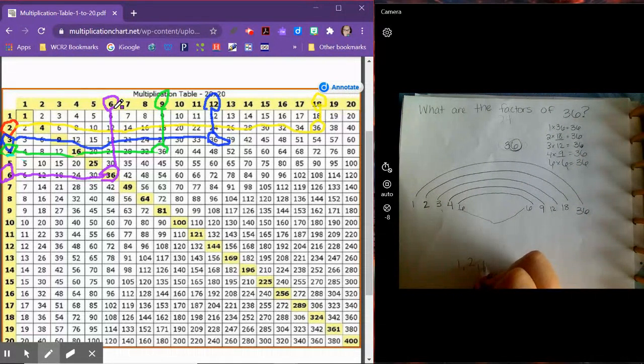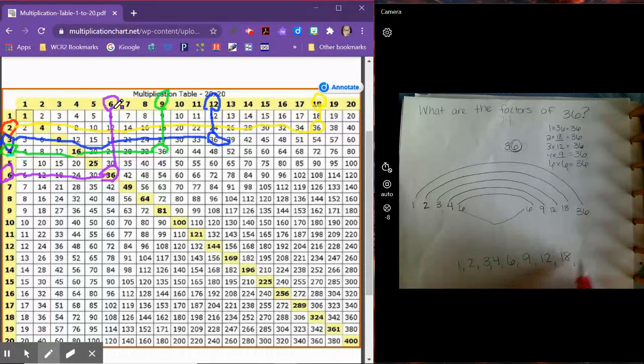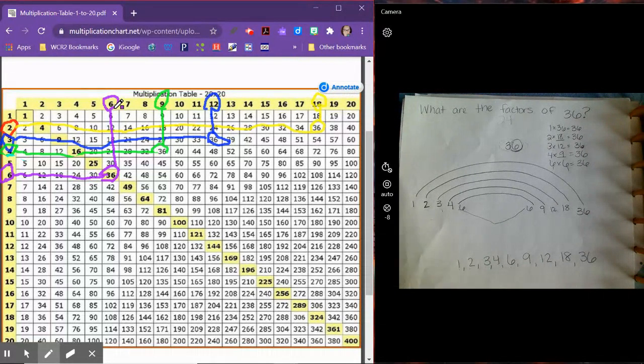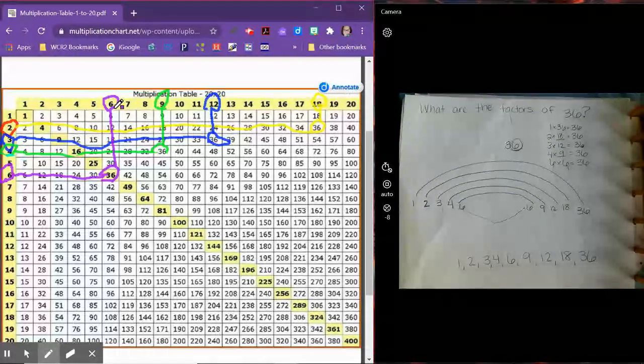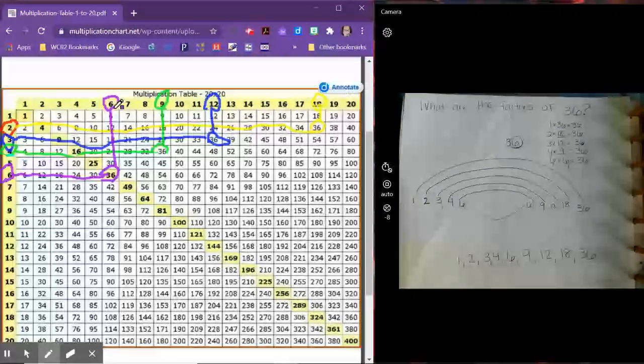So then I would say, I know that the factors are 1, 2, 3, 4, 6, 9, 12, 18, and 36. You don't list 6 twice, just once, but it's there. And that's how you list them out, in order from least to greatest. So that's how you use the factor rainbow strategy and the multiplication table to factor out a number.